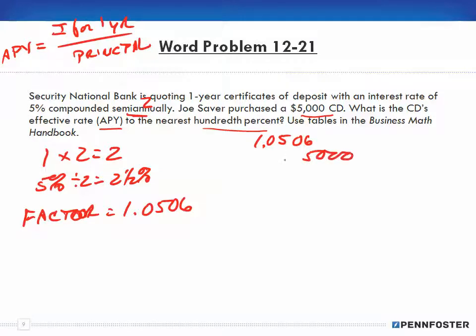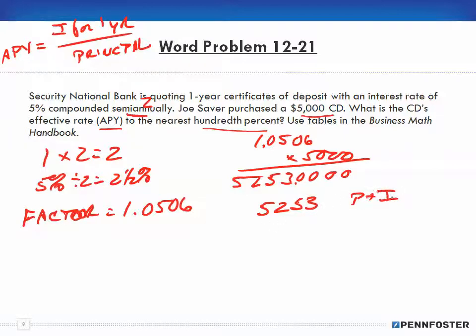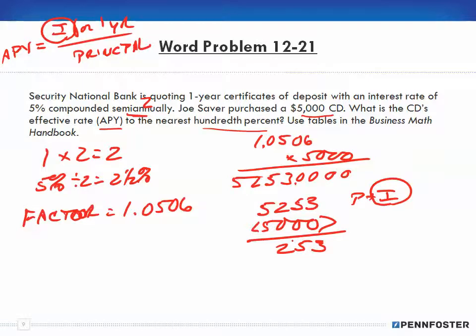So that's the factor, 1.0506, and we multiply that times the $5,000 CD. We end up with a total amount of $5,253. Remember, that's principal plus interest. So we figured out the future value, but we're only interested in the interest portion of the APY. So we subtract out the 5,000, and that tells us our interest is $253. Now, with the interest being $253, we can figure out the APY, because the interest for 1 year is 253, and that's over 5,000, the principal.